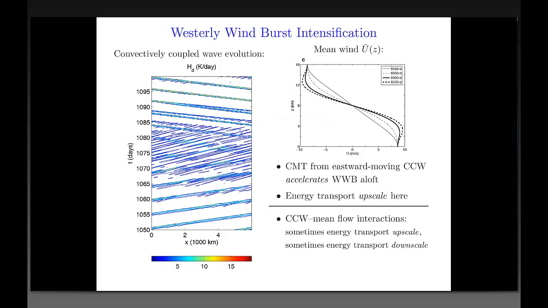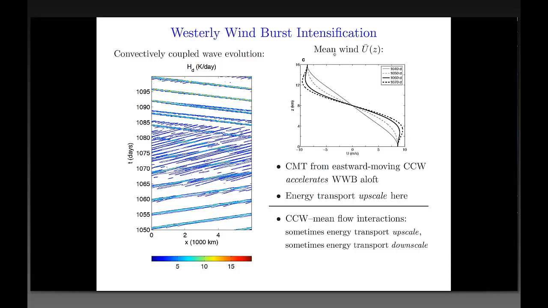Just to give one quick slide on some of the results of that work, this is another indication of westerly windburst intensification due to convective momentum transport from convectively coupled waves. So what we see in this slide is a small domain of 6,000 kilometers, and there's one convectively coupled wave. You can think of this as a convectively coupled Kelvin wave, which was seen at the same time as that westerly wind burst in the TOGA COARE MJO. This is from about 1050 to 1060.